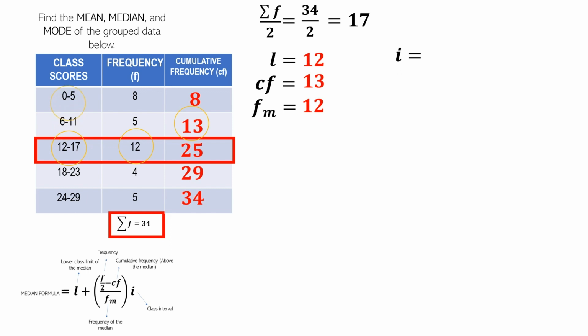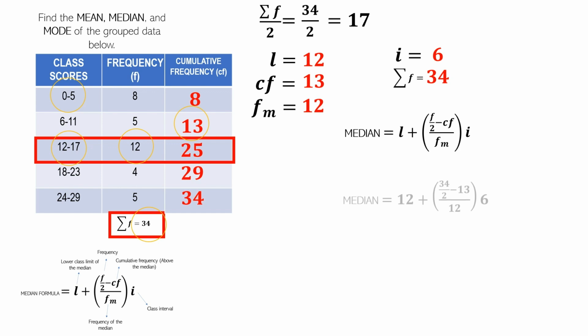For example, we have 0 to 5. If we count 0 to 5, we have 6 data, or if you use 24 to 29 and count it, you have 6 data. Therefore, the class interval, or i, is 6. Now that the given is complete, we are ready to use the formula.